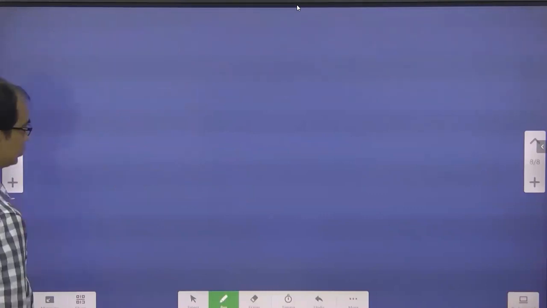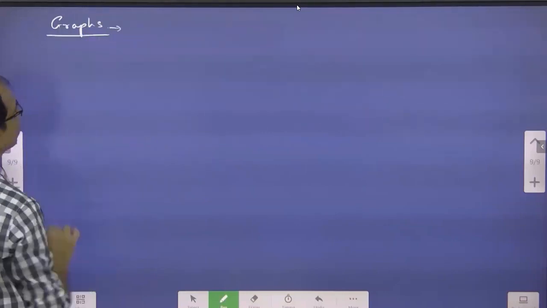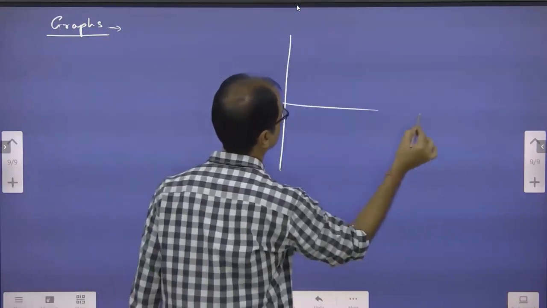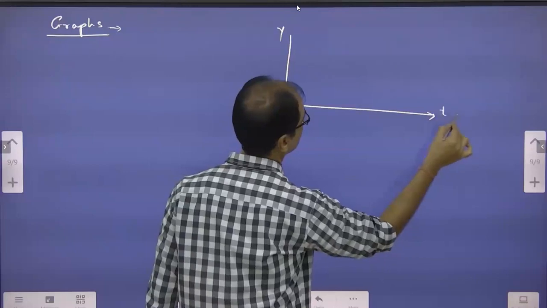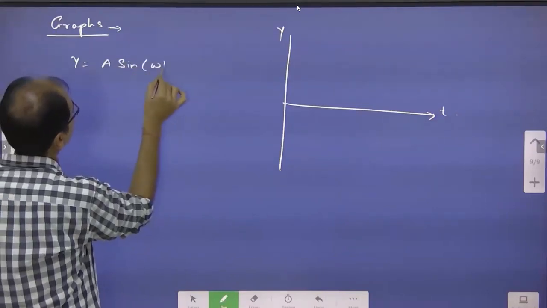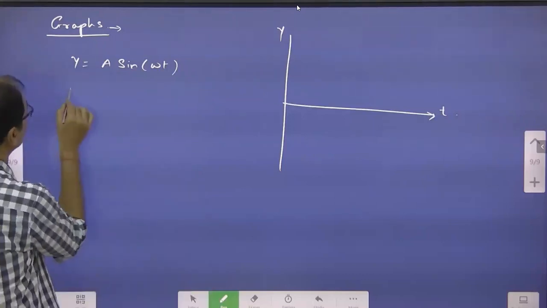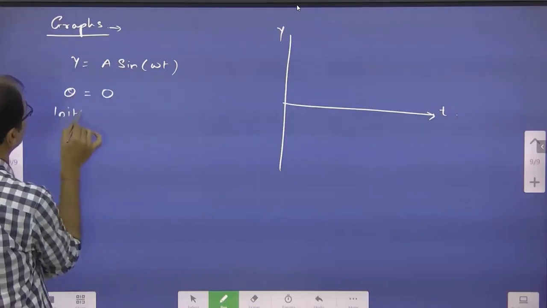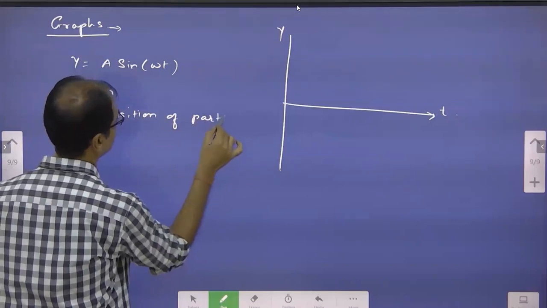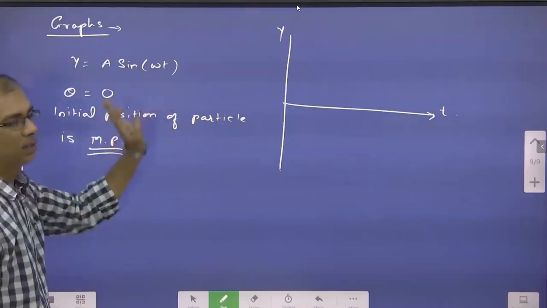Now let's make graphs. We will study graphs. Graphs between what? Graphs between first position and time, the y-t graph. This is y and this is t. And what is the relation? The relation is y equal to A sine omega t. I'm not writing theta. If I'm not writing theta, what is the theta value? Theta value is 0. That means the initial position of the particle is mean position. It's starting from mean position only. That's why theta is 0. That is the meaning of that.